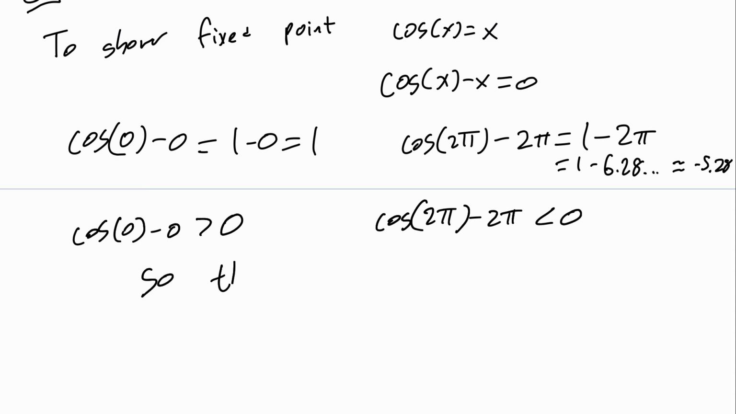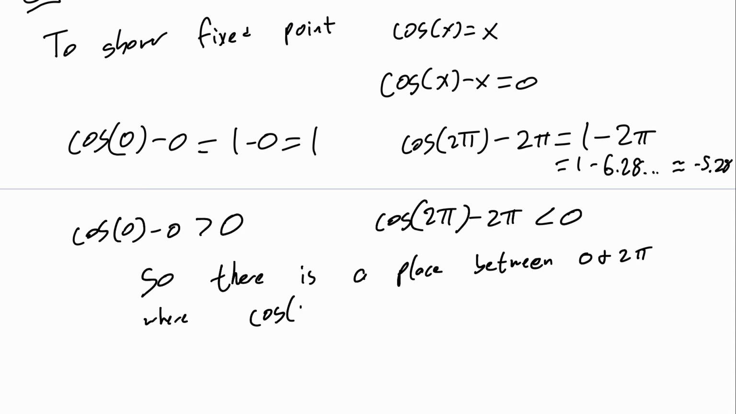So there is a place between 0 and 2 pi where cosine of c minus c equals 0, i.e. cosine of c equals c. Okay, so there's a point c between 0 and 2 pi.